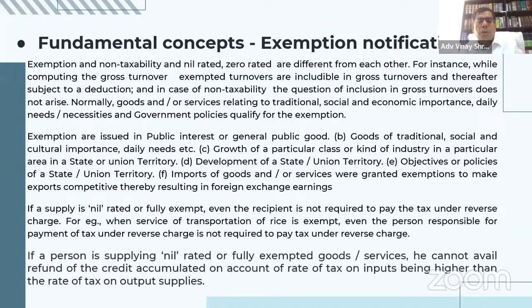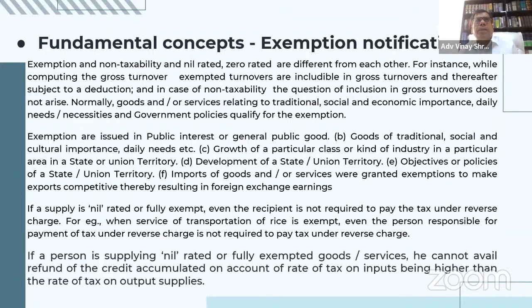Then zero rated. Now zero rated is a transaction whereby the input tax credit is allowed. While input tax credit is not admissible in the case of an exempted item or a nil rated item, input tax credit is admissible in the case of a zero rated transaction. Now, what is zero rating? Zero rating means either the goods are sold to an SEZ unit or the goods are exported. So if the goods are exported or sold to an SEZ unit, then the input tax credit is allowed.